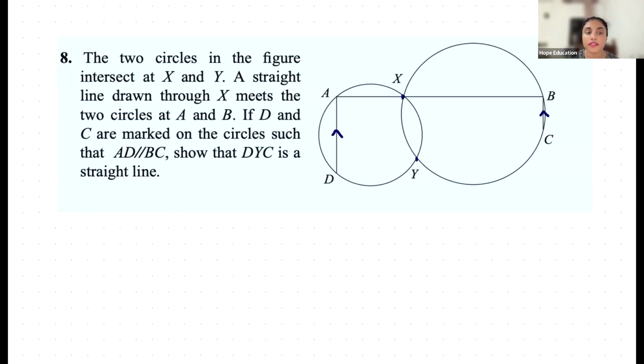So first of all, I will draw this line. I don't know yet whether it is straight or not, but I will just draw it and see. If it is straight, the full angle should be 180 degrees, right?